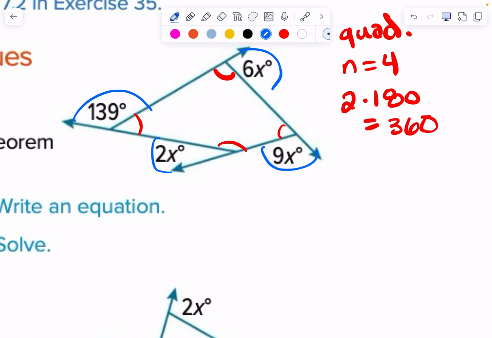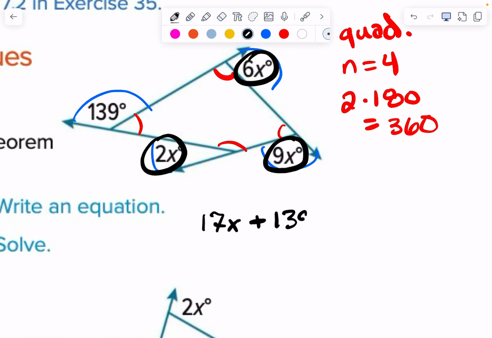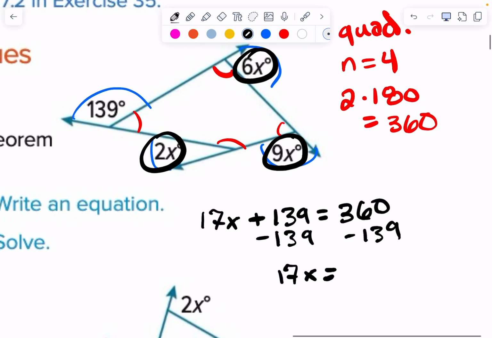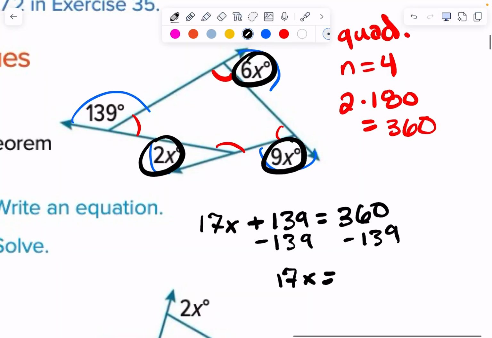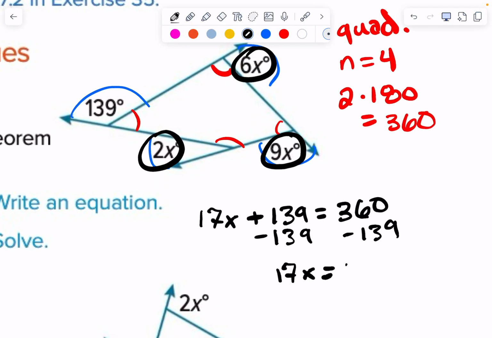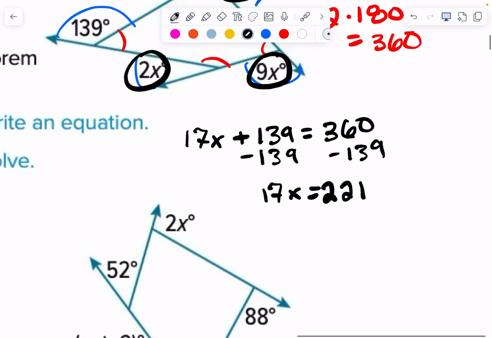Okay, so how do I figure out what x is? Set them equal to 360. What is 6 plus 9 plus 12, plus 2? 17x plus 139 equals 360. Let's subtract 139. What is that? 221. Divided by 17 is how much? 221 divided by 17. What does that make? 13.